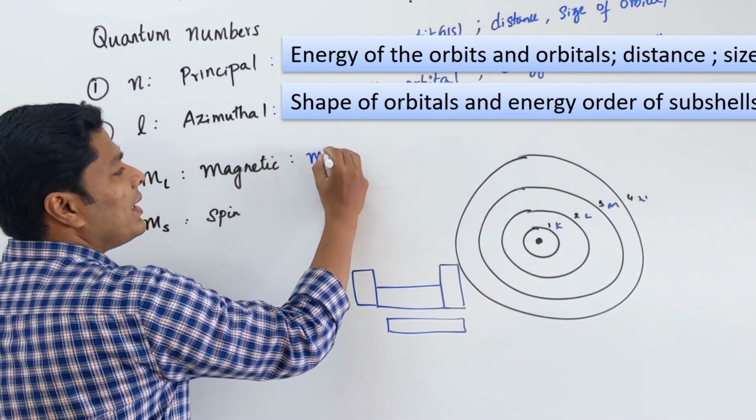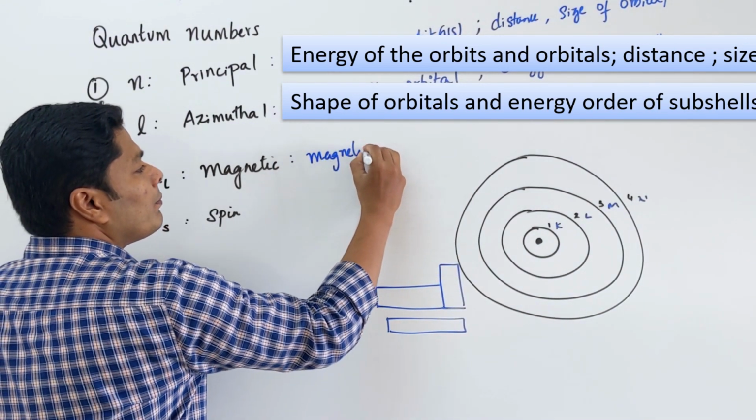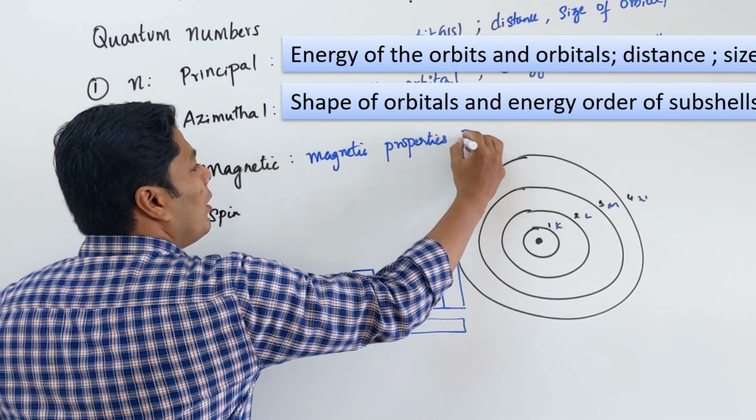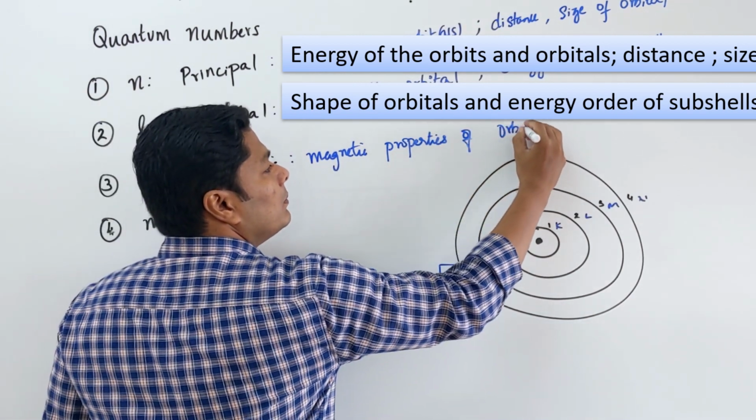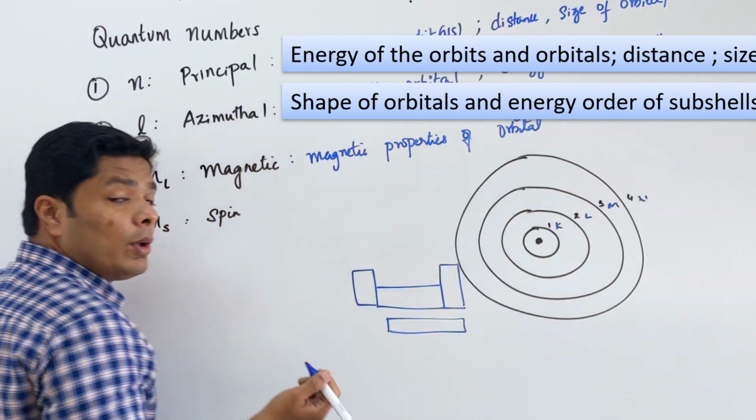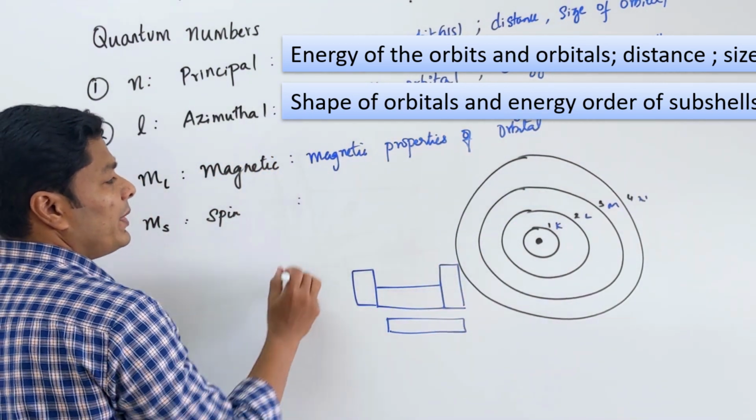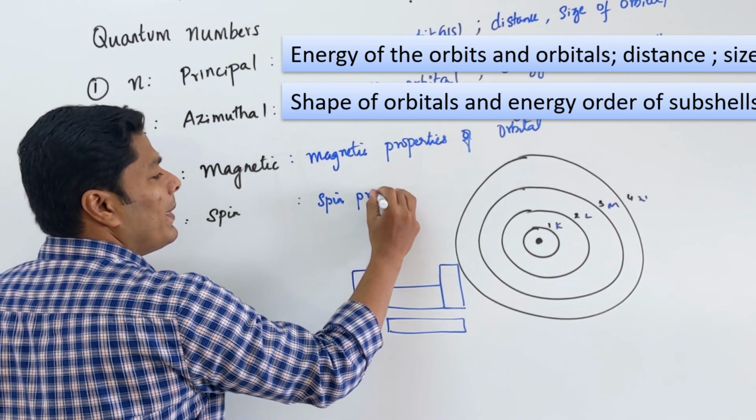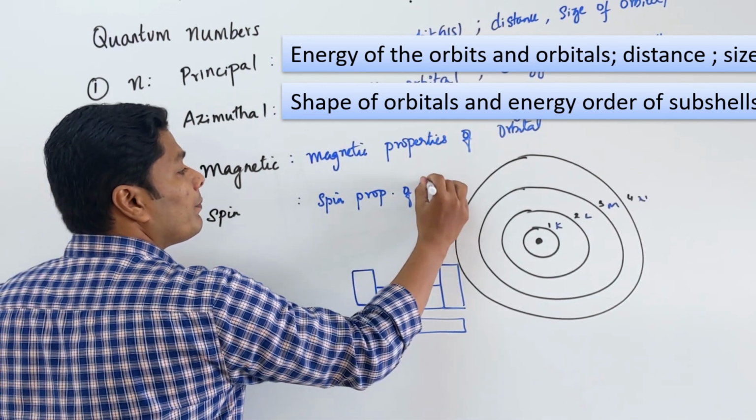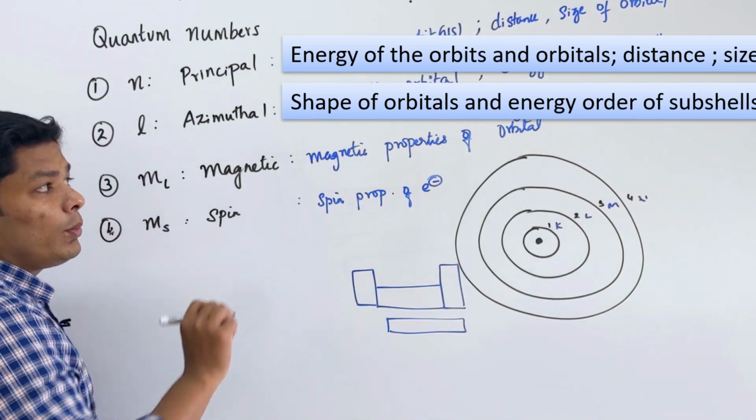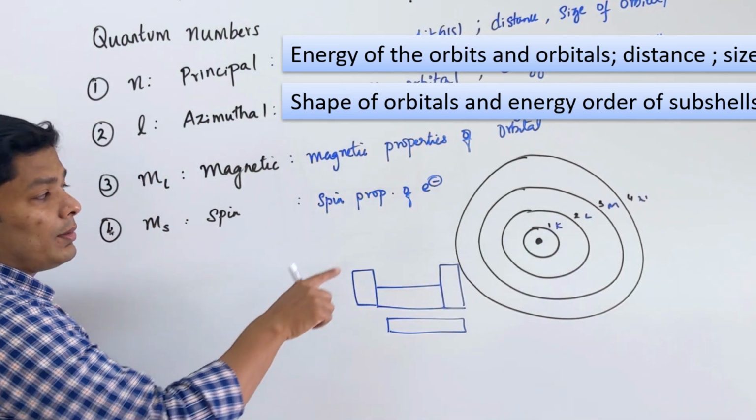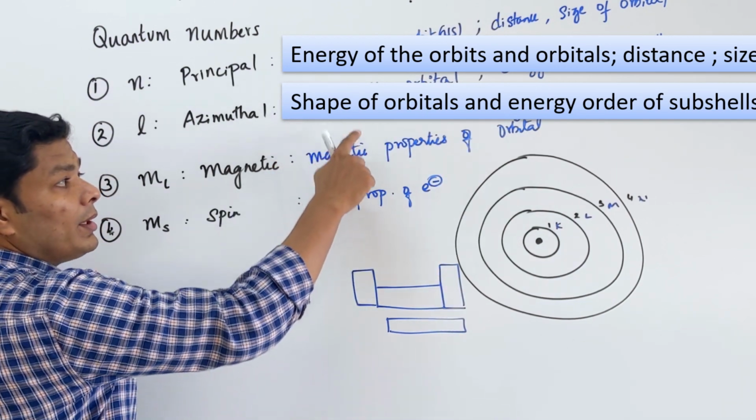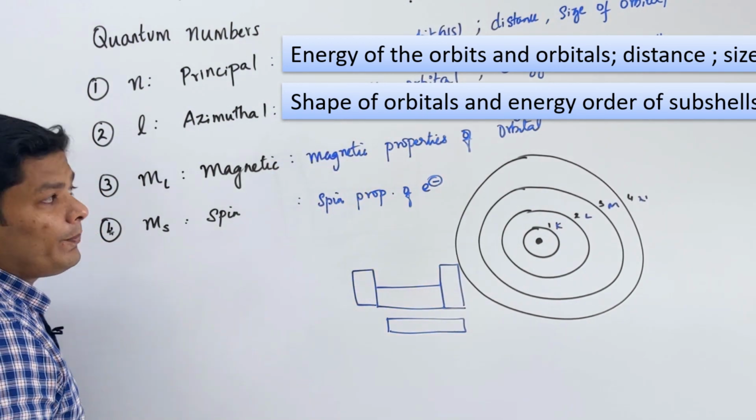Magnetic quantum number, as the name says, tells you the magnetic properties of the orbital. Okay, it tells you about the orbital. Spin quantum number tells you the magnetic spin property of a particular electron. And an orbital can have 2 electrons. So it tells you about the spin property of an electron. So again, orbit, orbital, orbital, electron itself.